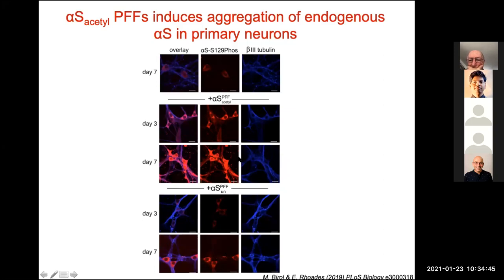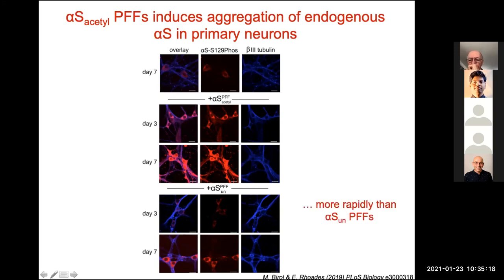So the pathological implications here are that the acetylated fibers are much better at being able to induce aggregation of the endogenous protein. And that doesn't mean that it's necessarily a better seed. It could simply be a matter of kinetics, right? If this protein is getting into the neurons more rapidly than the unmodified protein, then it basically starts at an earlier time point in its ability to seed aggregation.